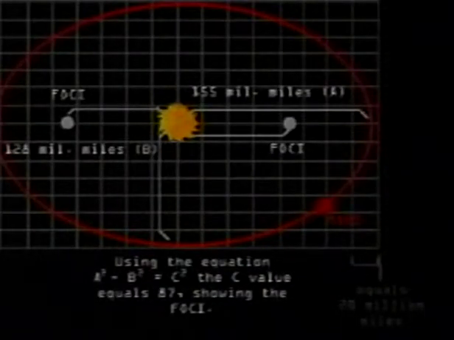As you can see by this graph, 155 million miles represents the a value, and 128 million miles represents the b value, showing the longest and shortest distances from the sun, respectively, of the Mars orbit. Using these values in the equation a squared minus b squared equals c squared, we can find our c value to equal 87, which in turn represents the distance of the foci from the sun. This process can be repeated for all 9 planets using the same methods used for Mars.